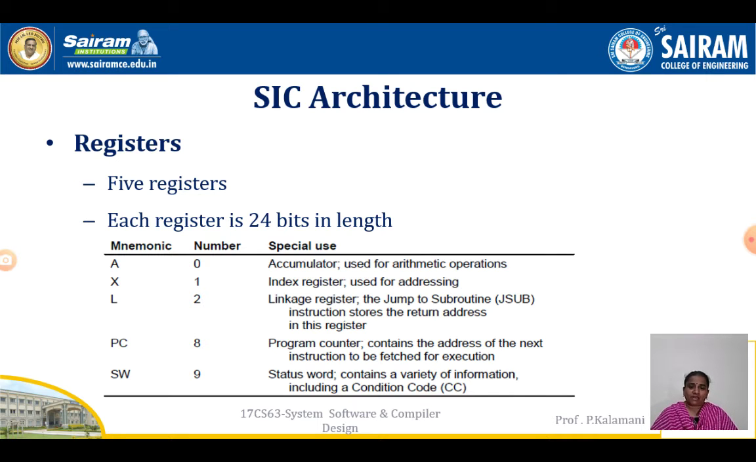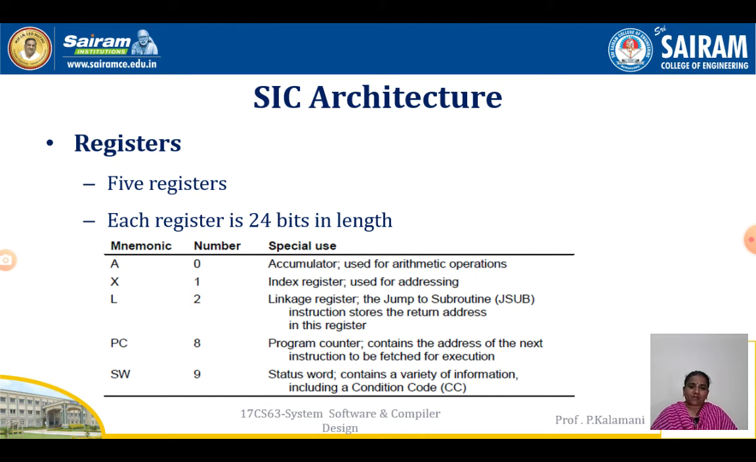Accumulator: the letter used is A and number is 0, and already we know accumulator is used for arithmetic operations. Next is index register. We know that it is used for addressing. The mnemonic code used is X and number is 1. Next is linkage register. From the name itself it is the linkage register. It is used to link the subroutine and main program. So it is used in the jump subroutine instruction. For that the mnemonic code used is L and number used is 2.